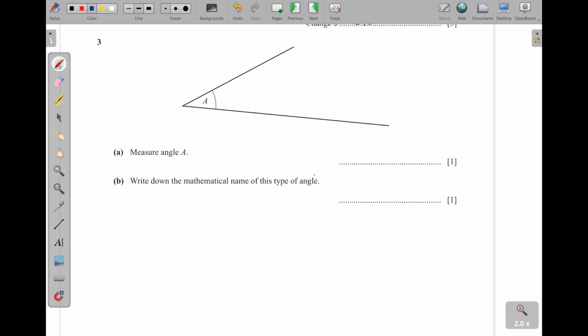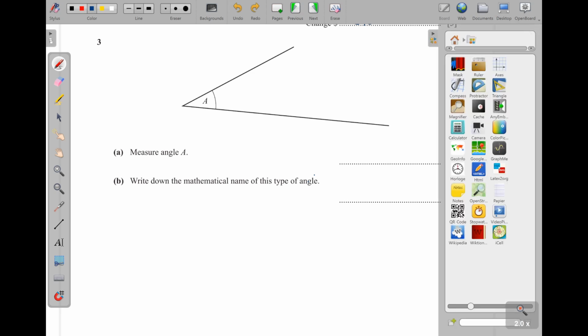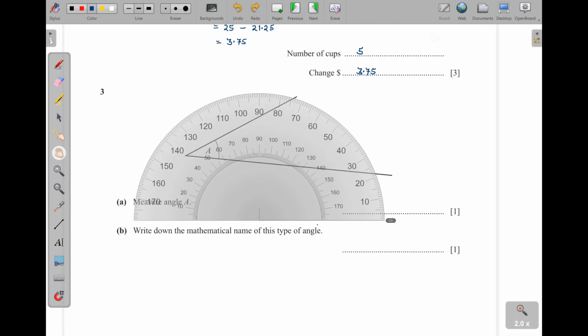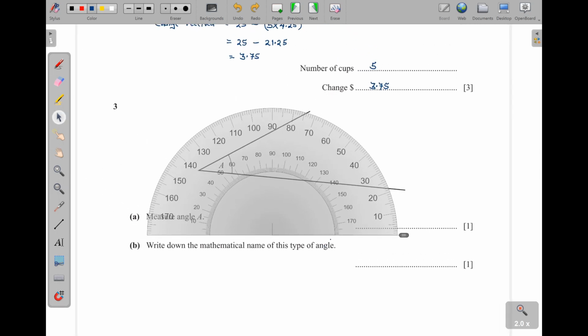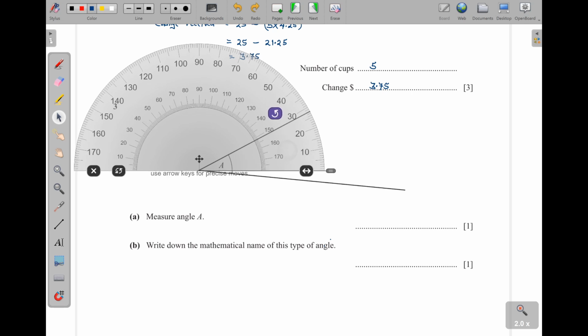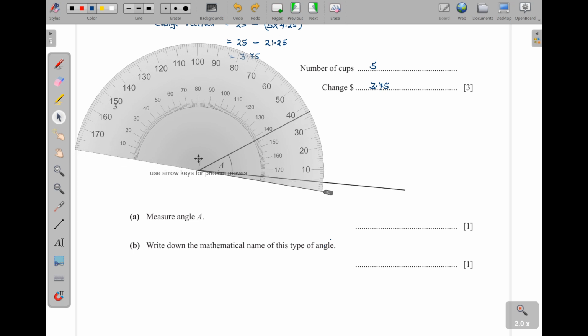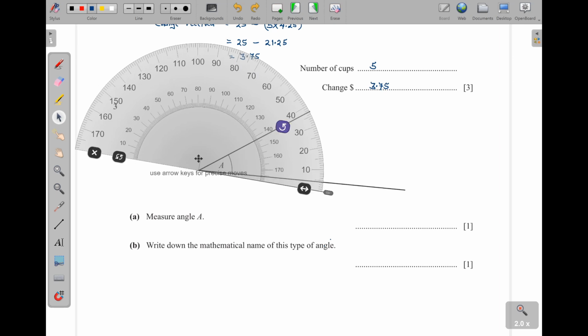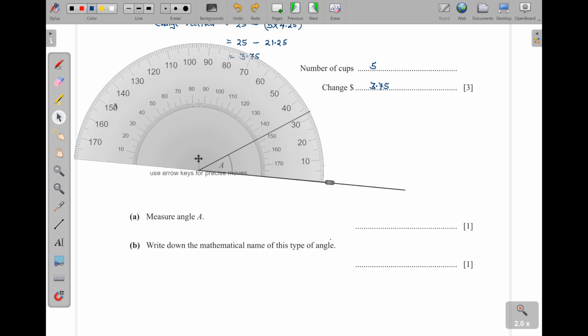Question 3. Part A, measure angle A, then write down the mathematical name of this angle. So I'll get my protractor here. This is the one. Now I put this protractor here, where the two lines are meeting, and then I rotate it. I make sure that this line of the protractor coincides with one of these lines, and then the other one is for measuring the angle.